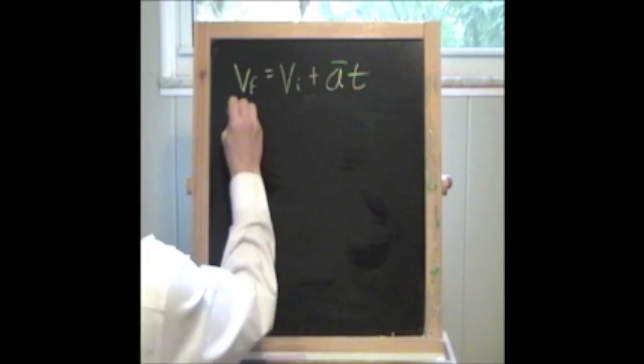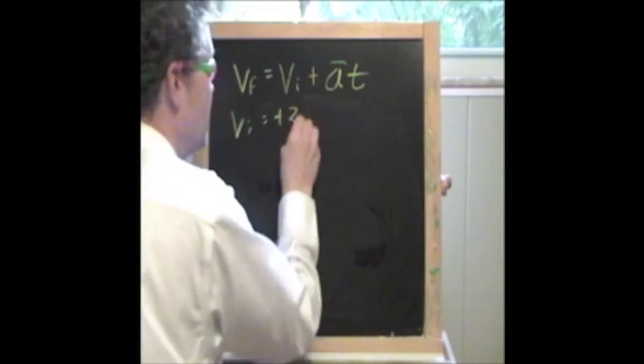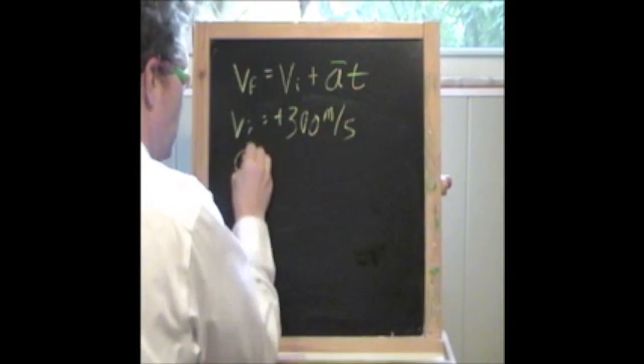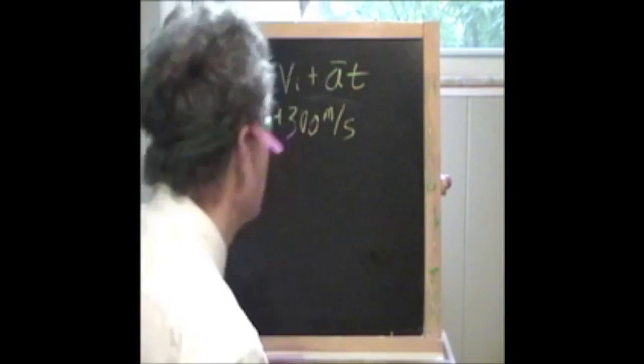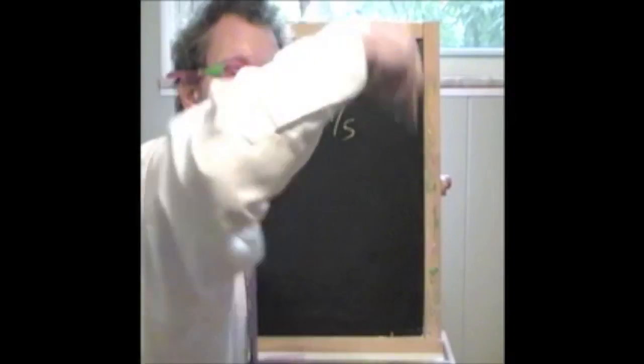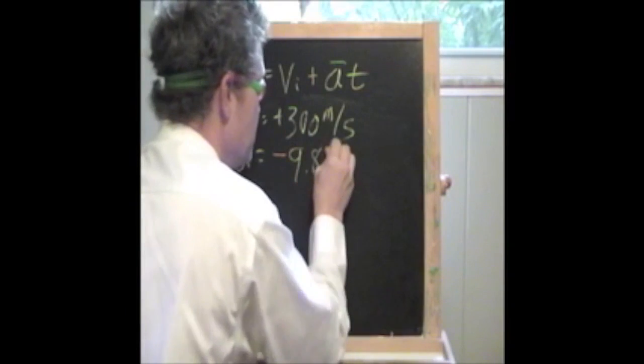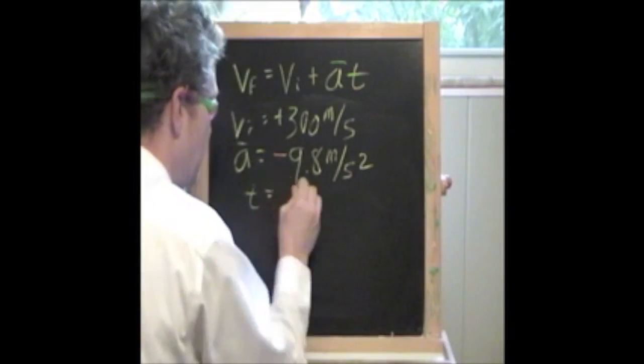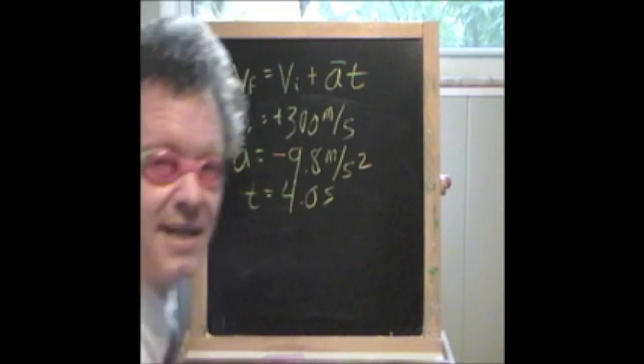Let's do the next one. Again, our first motion equation. We know our initial velocity is positive because it's up in the air, 300 meters per second. We know our average acceleration because of gravity pulling it back down: minus down, positive up, minus down, 9.8 meters per second every second. And it's been traveling 4.0 seconds. Let's just do the math.